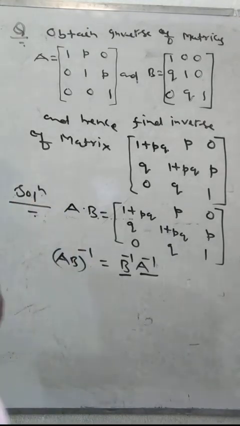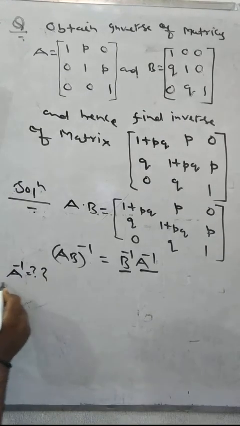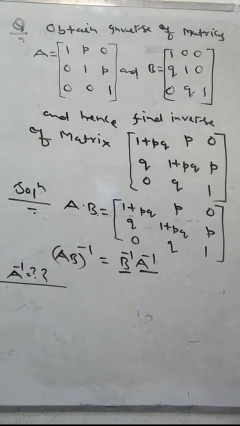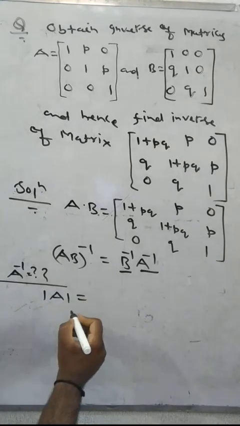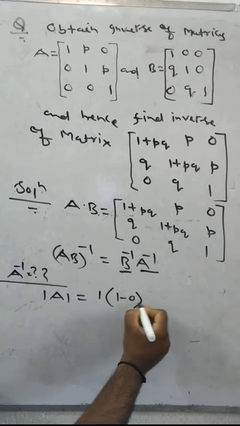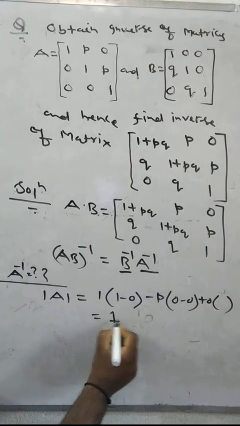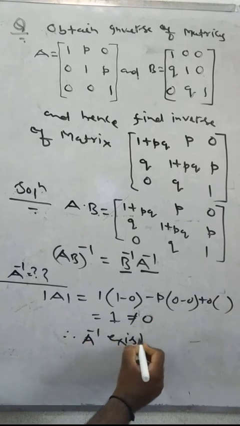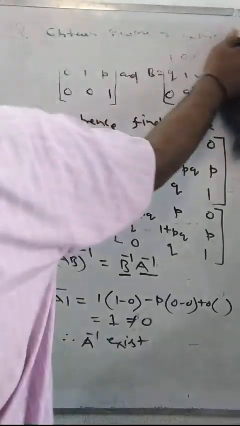So now we move to finding A inverse. For the matrix A, determinant A is equal to 1 into 1 minus 0, minus P into 0 minus 0, plus 0 into something, so this is 1, which is not equal to 0. Therefore A inverse exists.